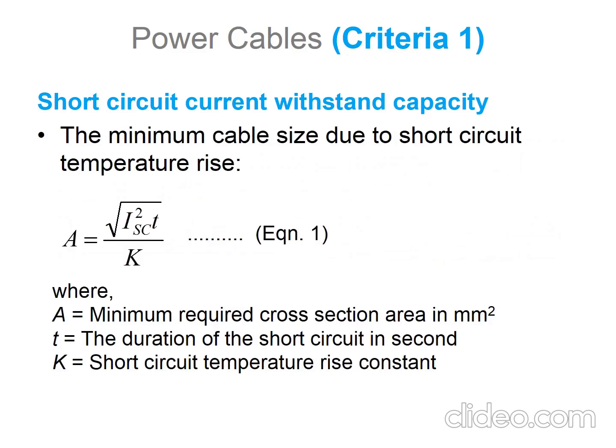The minimum cable size due to short circuit temperature rise can be calculated by using this equation, equation number 1, where A is the minimum required cross-sectional area in mm squared, t is the fault duration, and K is the short circuit temperature rise constant.